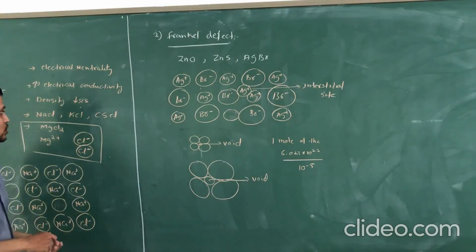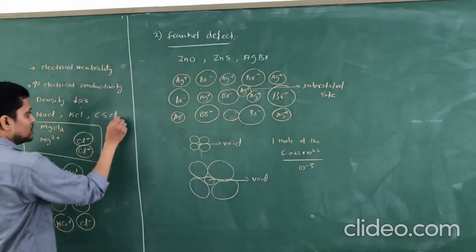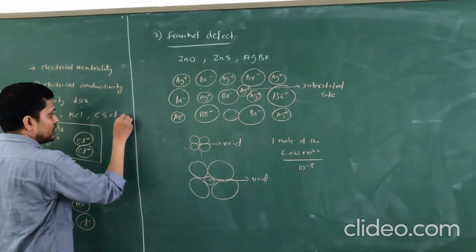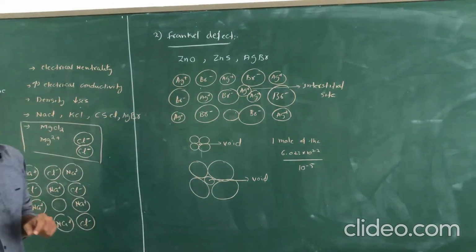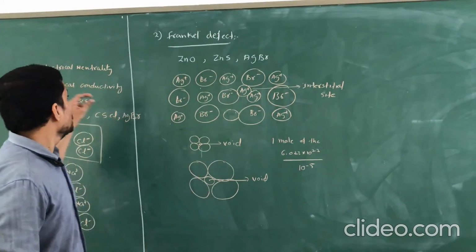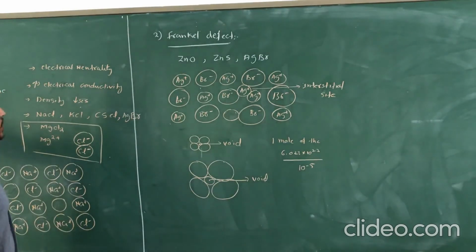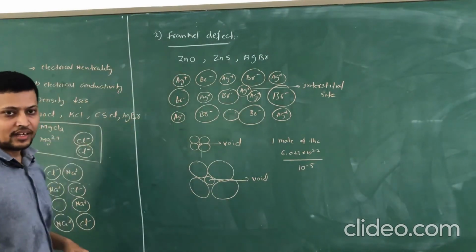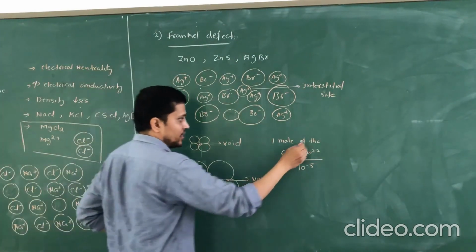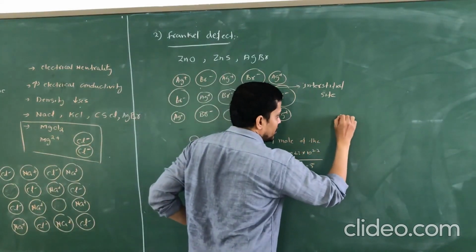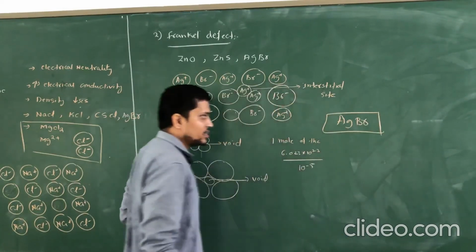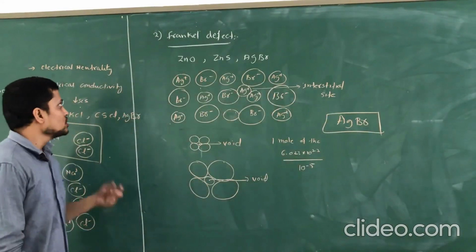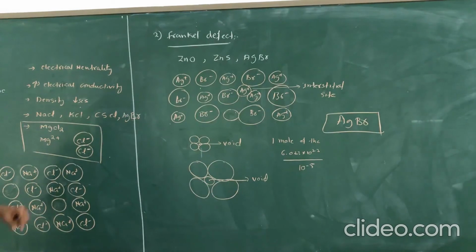And one more thing over here, which they can ask as a direct question. Here also I can include AgBr. AgBr is the only compound, the only solid crystal, which shows both the Schottky defect and the Frenkel defect.